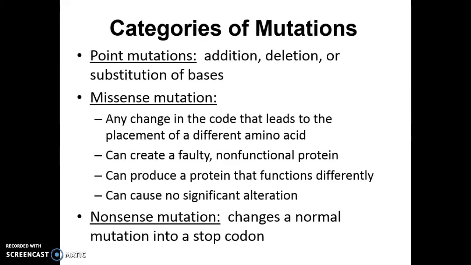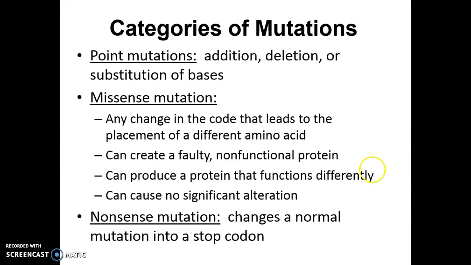All right, then you can substitute. So maybe instead of ATG, when the sequence was being replicated, instead of adding a thymine, that T, the machinery accidentally added an extra adenine. So then the sequence read AAG. All right, then there are missense mutations. And missense mutations is any change in the code that leads to a placement of a different amino acid. So it changes, it doesn't make sense anymore after you have that mutation.